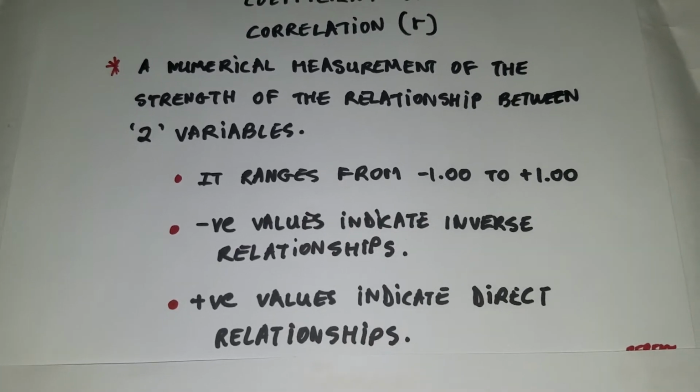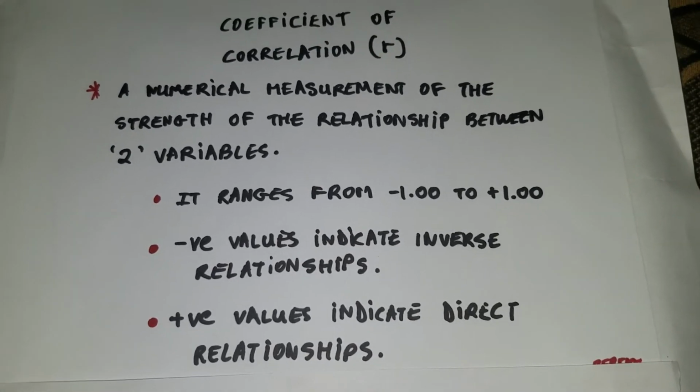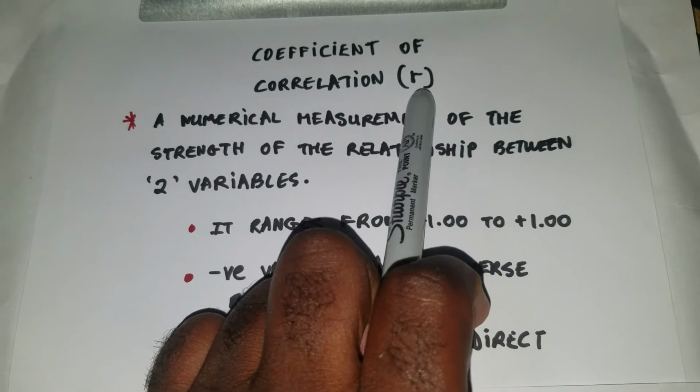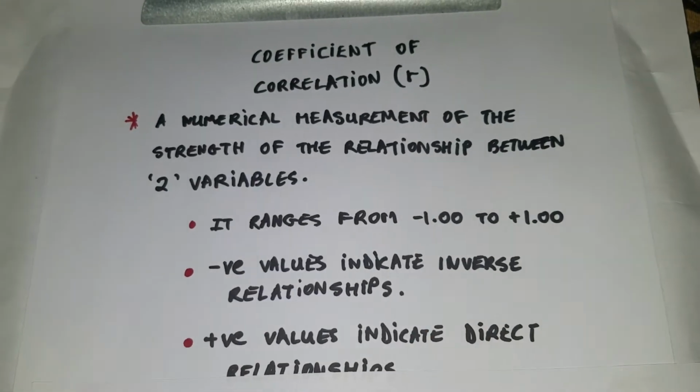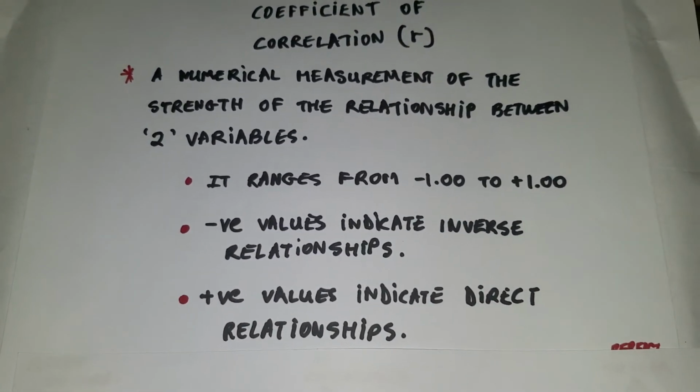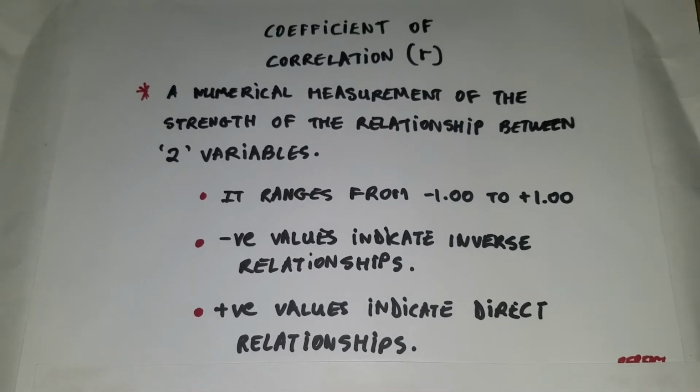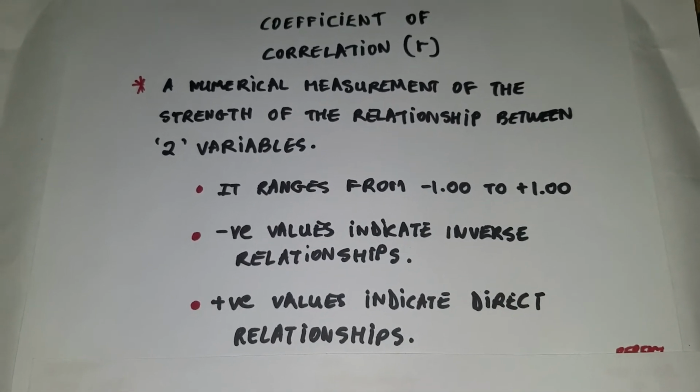Now, one important thing that we need to understand is that it is represented by a common R. So when you see a common R in statistics, it is usually representative of the correlation coefficient.